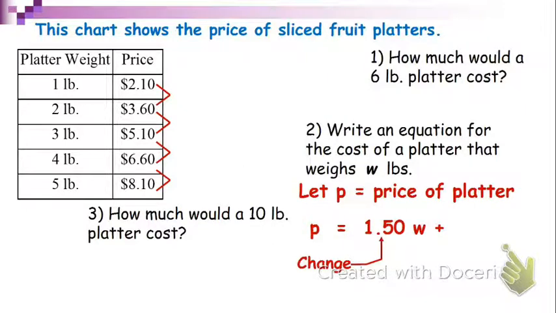Okay, so this is just a recap. Our change between each one we said was $1.50, but then we're adding that 60 cents. That was our start value, but we had to figure out the start value by putting in the 0 and working backwards on our table.